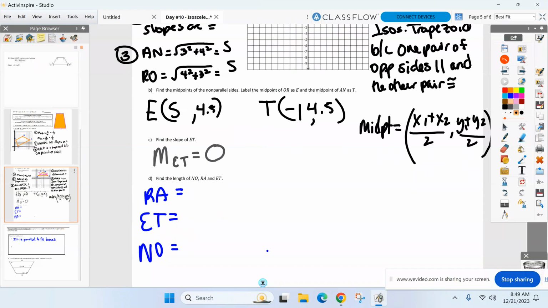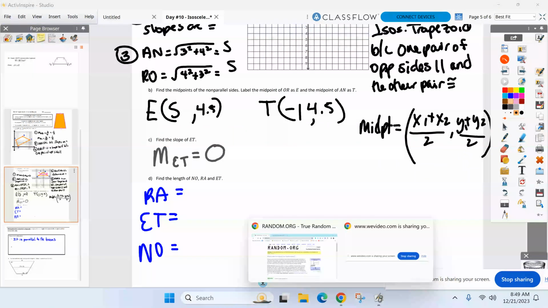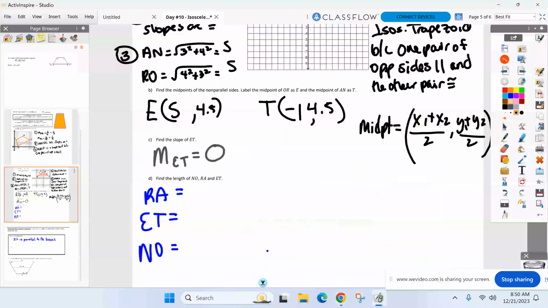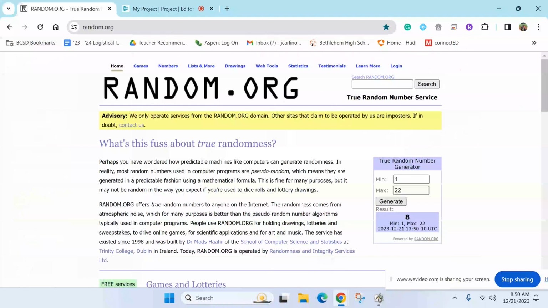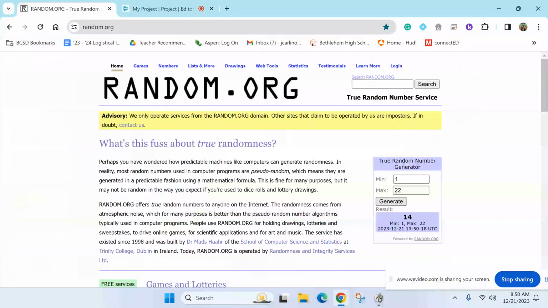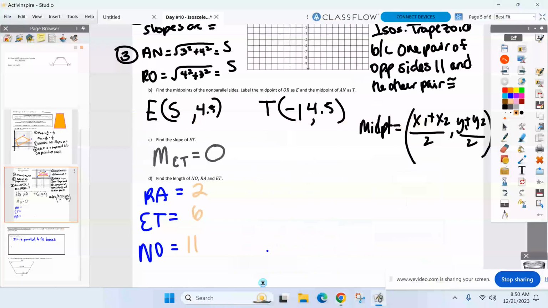Yes, here we go. Base RA, what are we looking for there? 2. How about base ET? The mid-segment ET. What was the mid-segment length there? 6. And then base NO? 10.